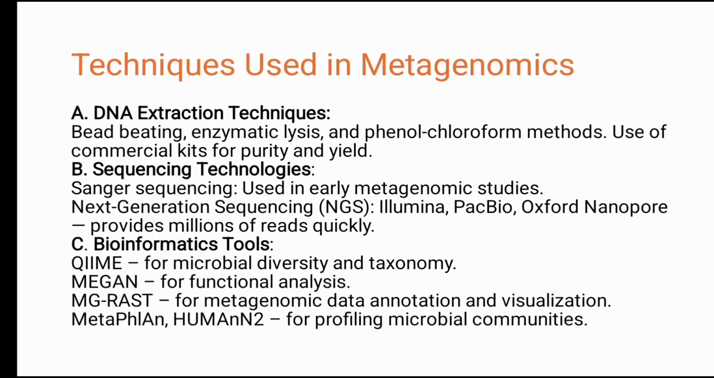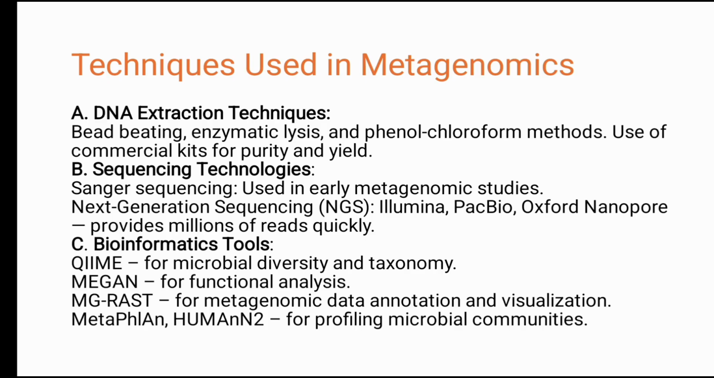Now, let us see the techniques used in metagenomics. There are three different techniques used. One is DNA extraction, next is sequencing technologies, and last is bioinformatics tools. Techniques used in DNA extraction are bead beating, enzymatic lysis, and phenol chloroform methods. So, these methods are used for extracting the DNA from the sample obtained.